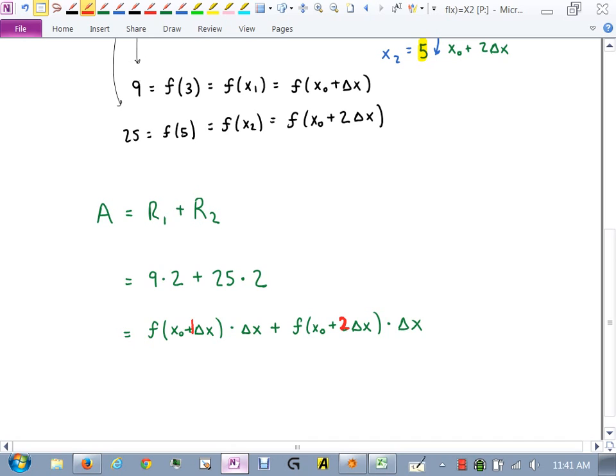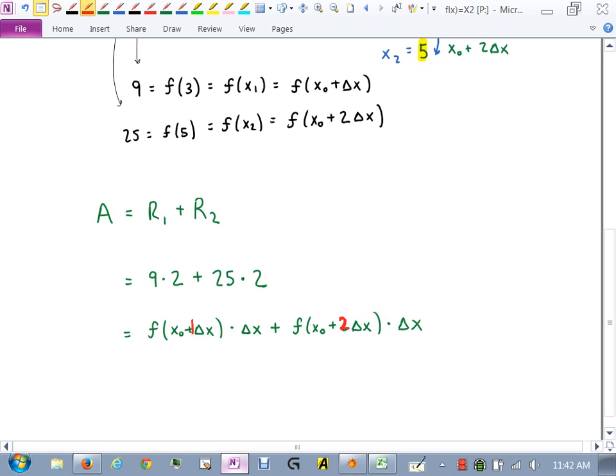So what we're going to do is, if we have 10 of these, we're going to have f of x naught plus delta x times delta x plus f of x naught plus 2 delta x. Then we'll have the same thing, 3, then 4, then 5, then 6, then 7. Does that make sense? Okay, I hope so.